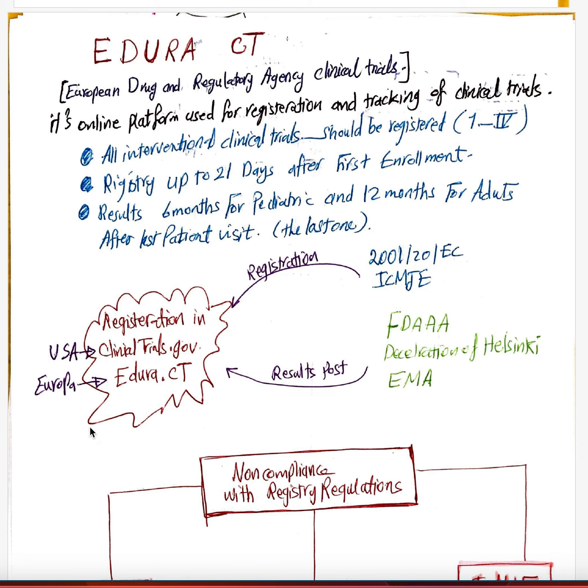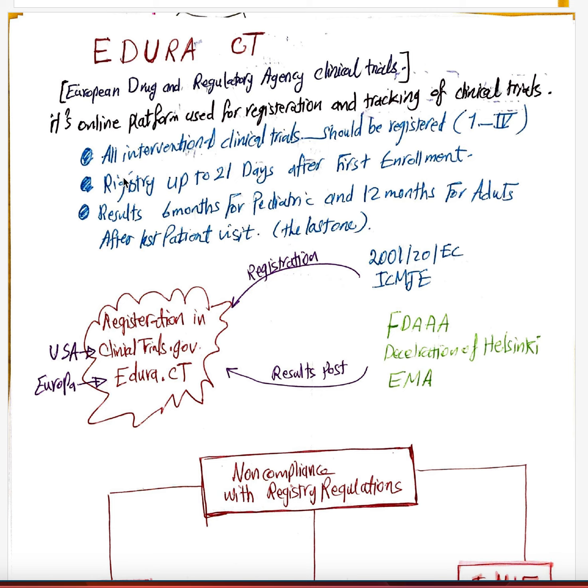But what is referred to the USA is called clinicaltrials.gov. As you can see here, they are both online platforms, so we can do that electronically. So when you hear EudraCT, that means it refers to Europe, but clinicaltrials.gov is related to the USA. EudraCT stands for European Drug Regulatory Agency of clinical trials. So we register all the interventional clinical trials from phase 1 to phase 4, and the registration is up to 21 days after the first enrollment. So after the first enrollment, we have 21 days to register it.